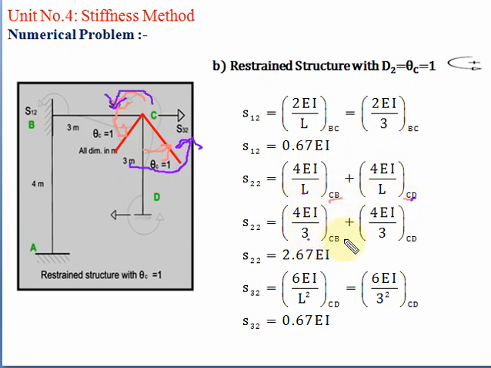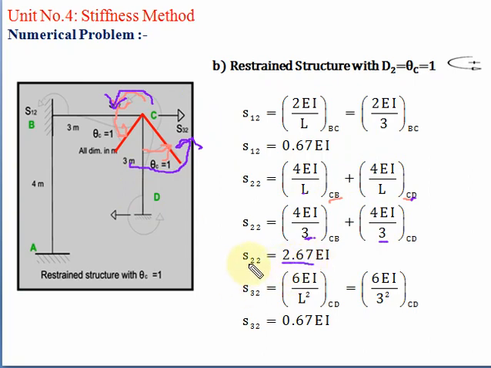What is the value of L? 3. So here I think the value is wrong. Here it should be CB. Yes, the length is 3. Both the lengths are the same, and in CD the length is 3. So after solving this, we'll get the value of what?